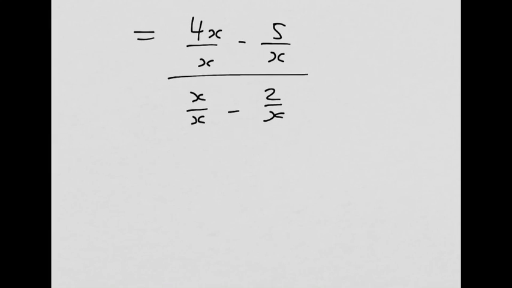From there, you do any cancellations that you can, right? So 4x over x, the x's will cancel, leaving you with just 4. And x over x will give you just 1. So go ahead and do those. 4 minus 5 over x over 1 minus 2 over x.